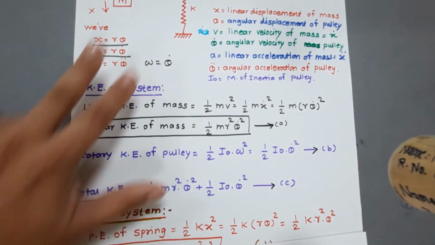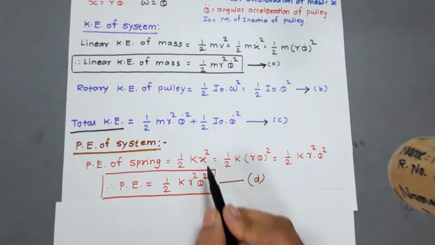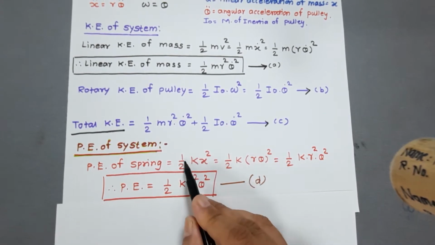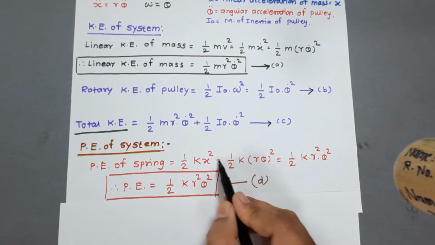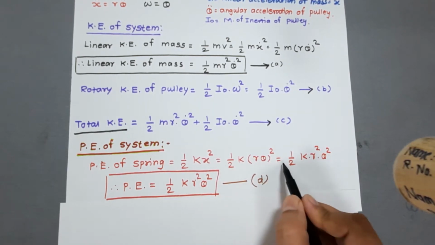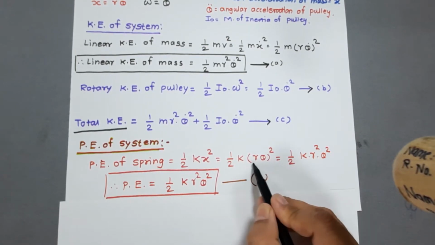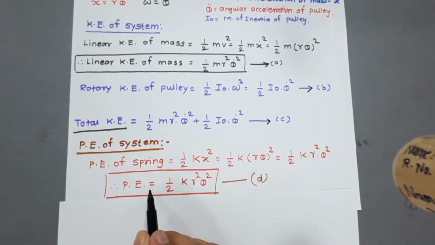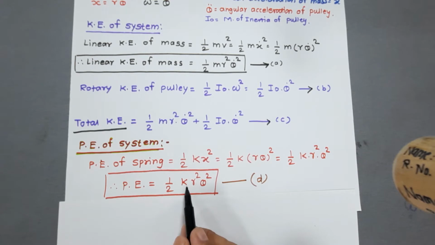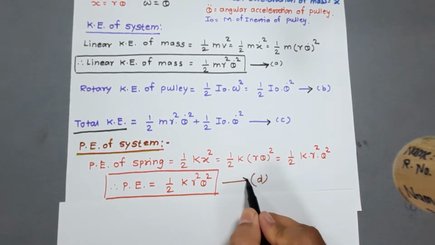r theta. So here I am going to put in this equation the value of x equal to r theta. Therefore 1/2 as it is, k as it is, and for x I put r theta, squared, so (r theta) squared. So we have found the formula 1/2 k r squared theta squared. So the potential energy is equal to 1/2 k r squared theta squared. This is our equation number D.